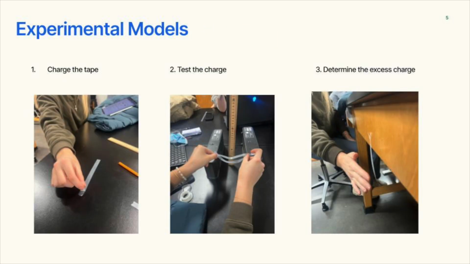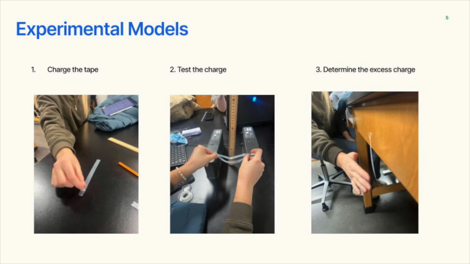The experiment is done in 3 sections. The first section was to charge the tape, which was done by putting a piece of tape 0.2 meters long on a table and then layering the U-tape on top. Then I would rip the U-tape off the base tape in order to charge the U-tape.